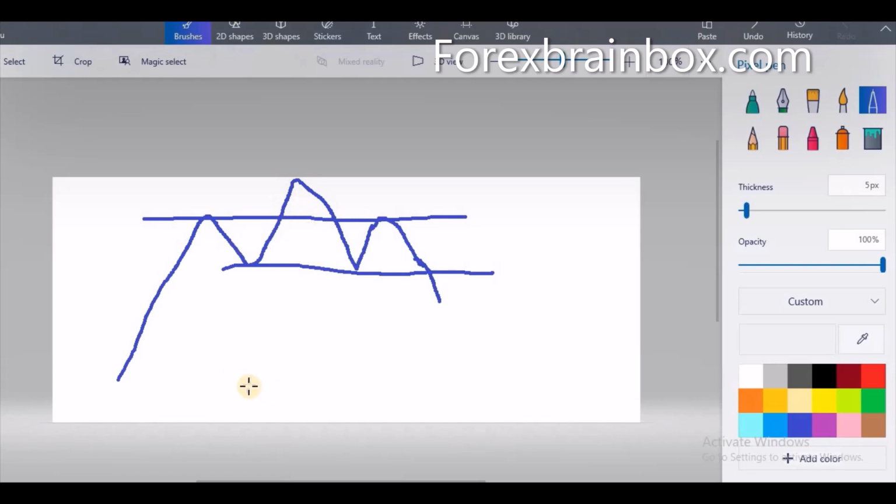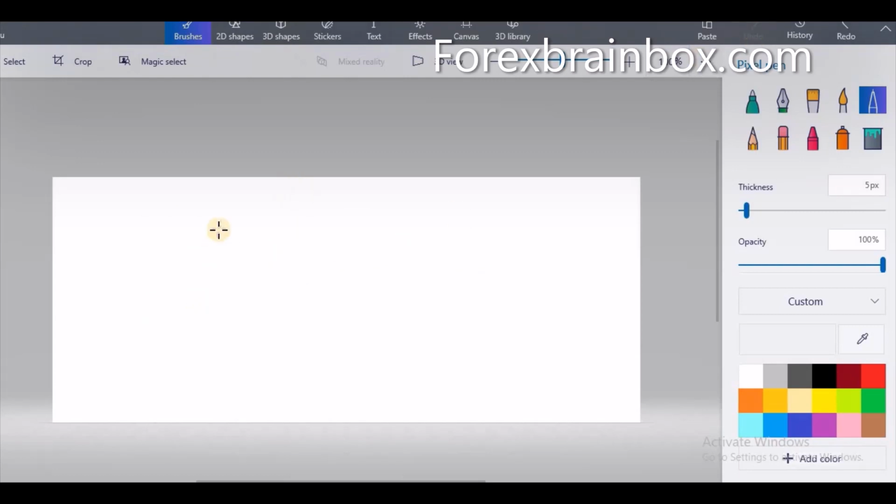And for a bullish market, what you're going to have is the inverse head and shoulders, which is going to be in this formation as well.